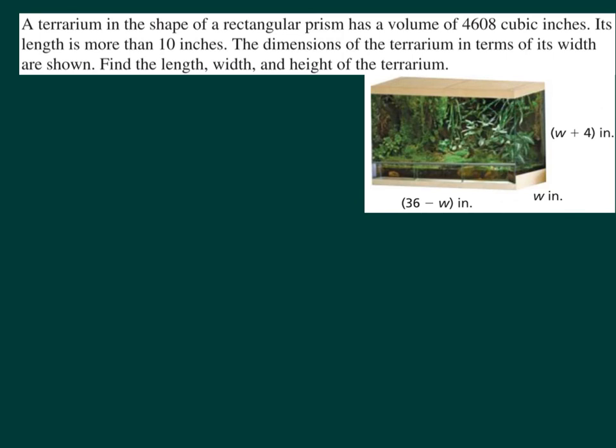All right, last thing to look at here. We have a terrarium in the shape of a rectangular prism, and it has a volume of 4,608 cubic inches. Its length is more than 10 inches. The dimensions of the terrarium in terms of its width are shown. Find the length, width, and height of the terrarium.